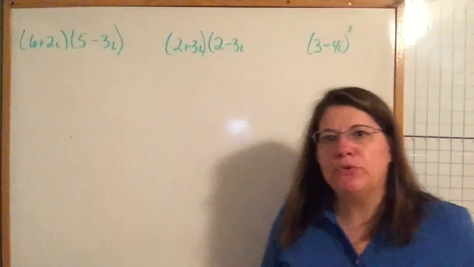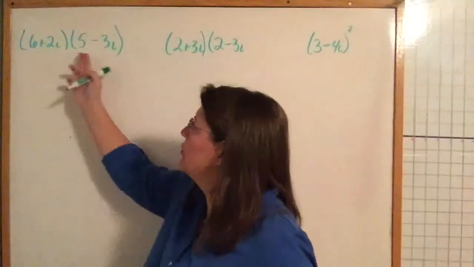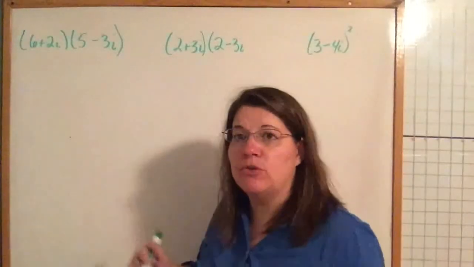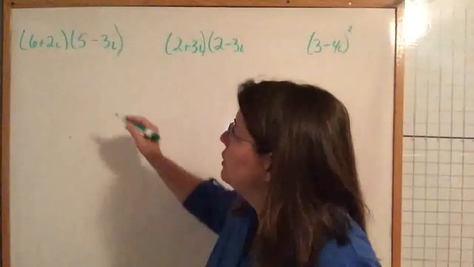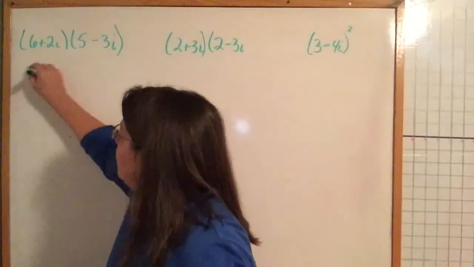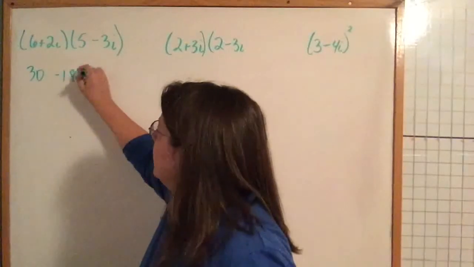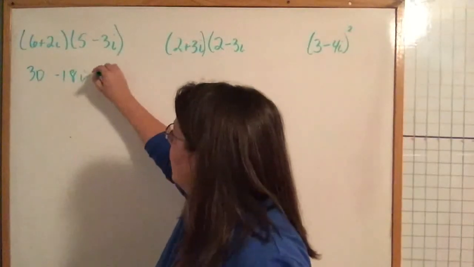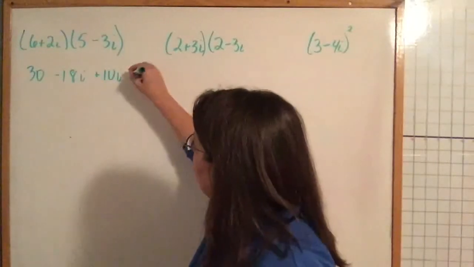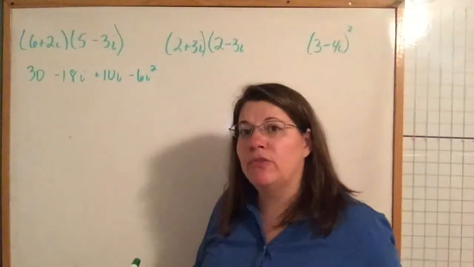Next, we're going to learn how to FOIL these. If you have two complex numbers multiplied together, it just looks like two binomials multiplied together, so we're just going to FOIL. So if we do that, 6 times 5 is 30. That's the first term. 6 times negative 3i is negative 18i. 2i times 5 is positive 10i. 2i times negative 3i is negative 6i squared.